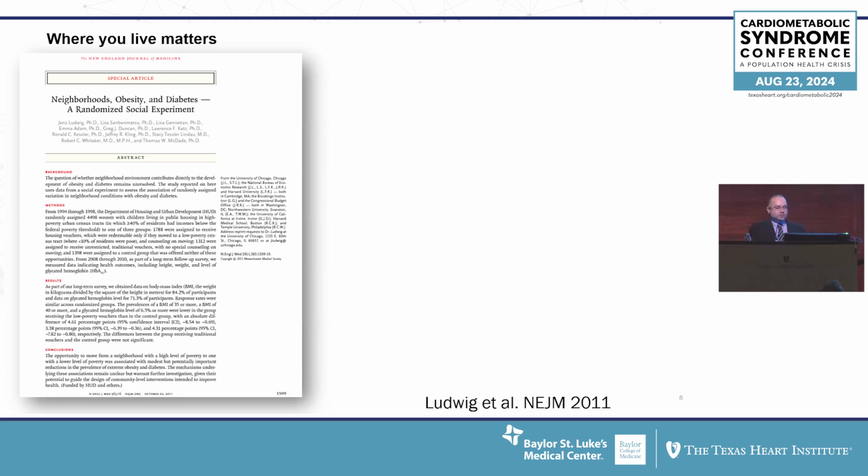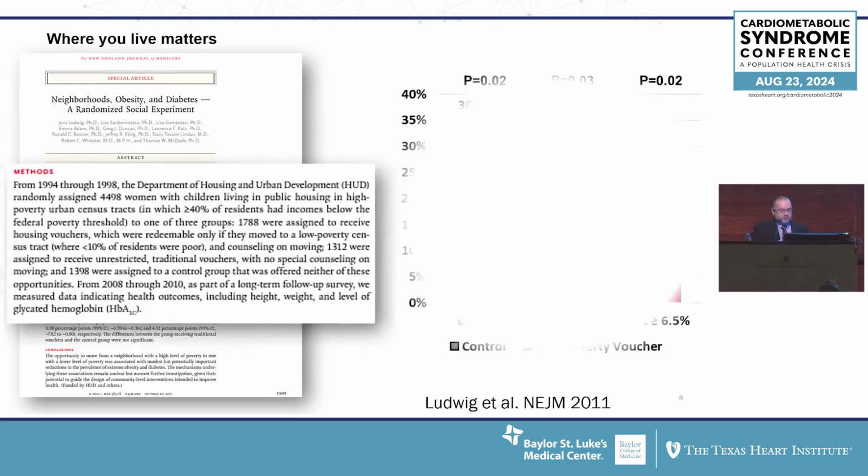And they randomized them to 3 groups. One is we do nothing, we just follow you up, looking at your BMI and A1C a few years down the road. Group number 2, I will give you a housing voucher and you do whatever you need to do with it. And number 3, I will only give you a housing voucher if you move from your neighborhood with high poverty to a high income neighborhood. And lo and behold, what you can see is they followed these patients.